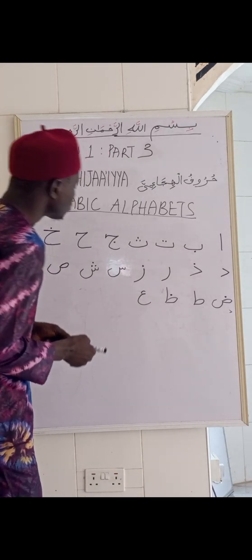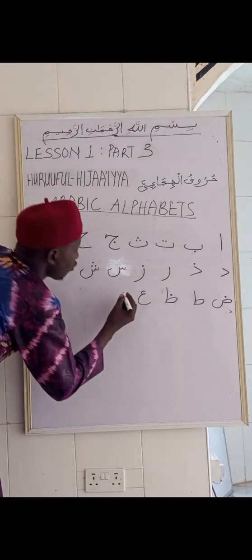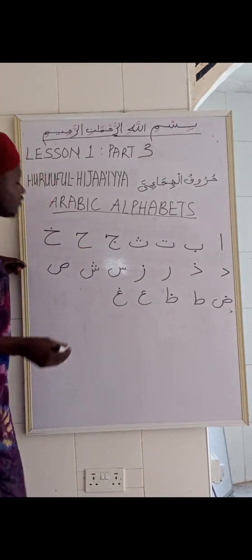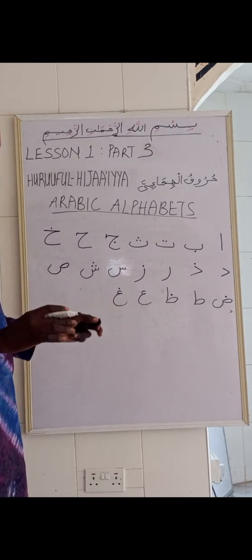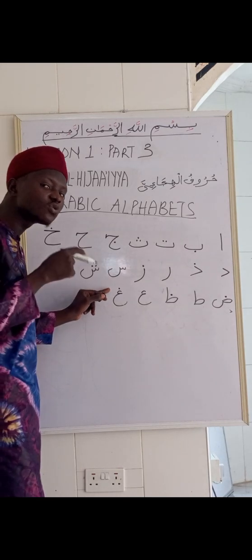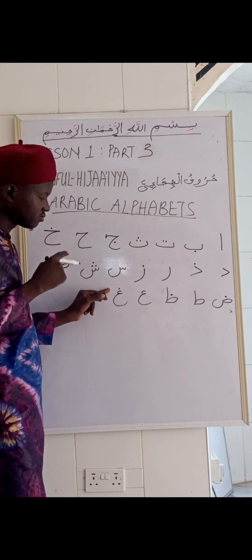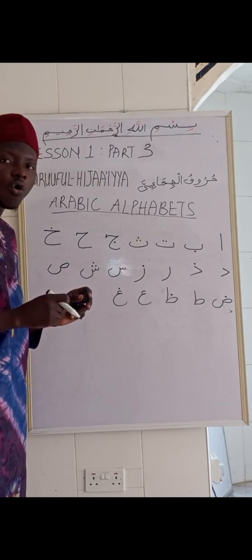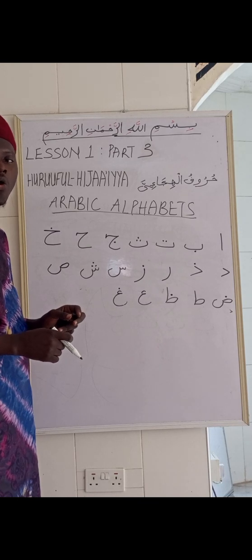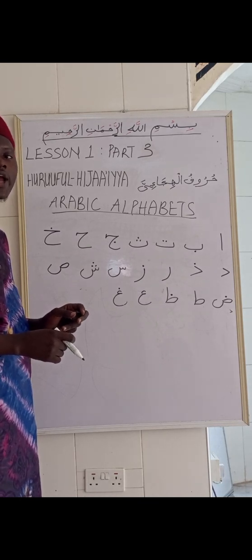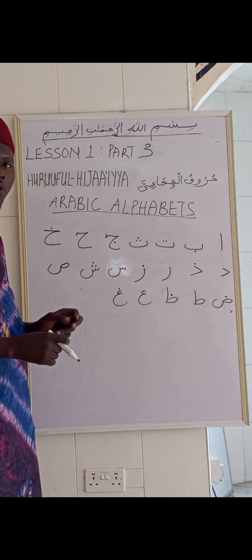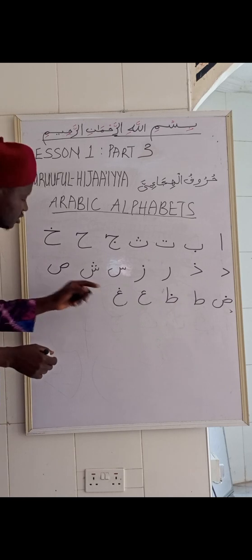So the next one is what? Ghain. The difference between ein and ghain in writing is that ghain has a single dot above. So say it: ghain. That's that letter.